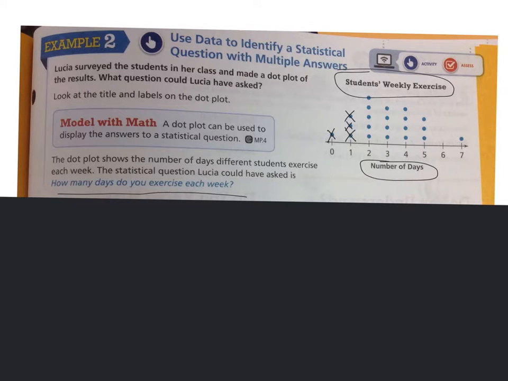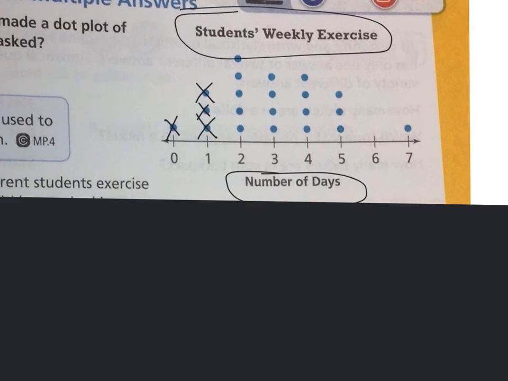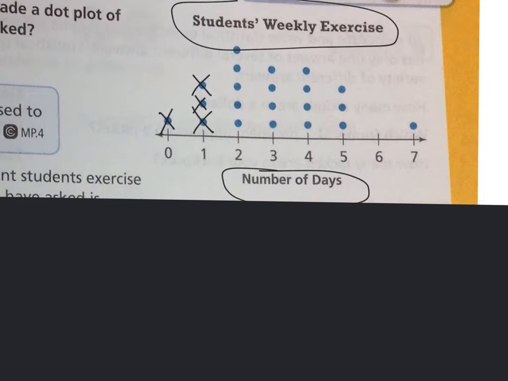Look at example 2. Lucia surveyed the students in her class and made a dot plot of the results. What question could Lucia have asked? So this is called a dot plot. It's basically they have a number line and they put some dots above it. Sometimes instead of a dot plot, they might have a line plot, which is basically the same thing, only they might put X's instead of dots. Basically the same idea, just different symbols being used.